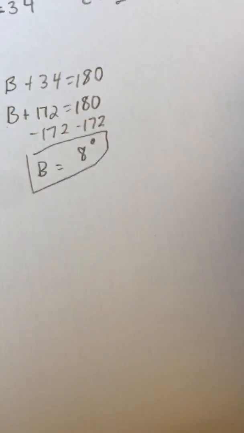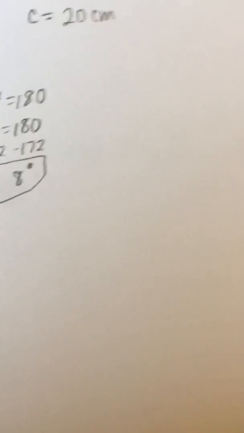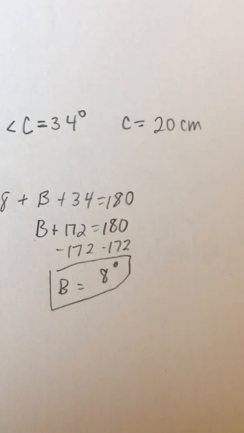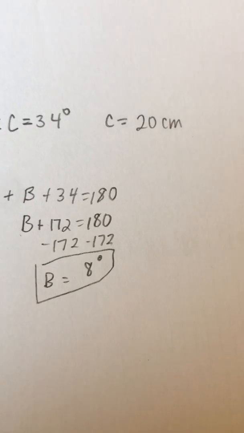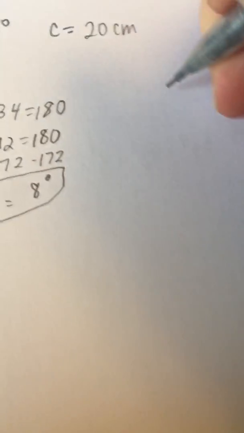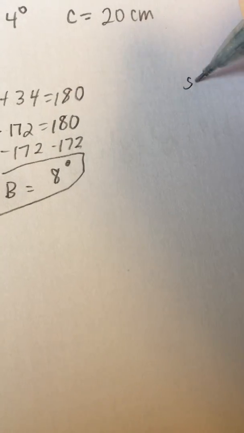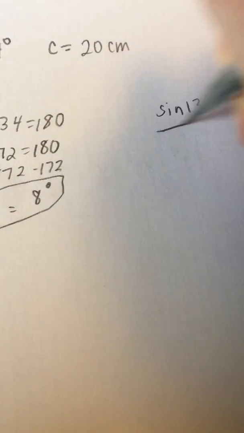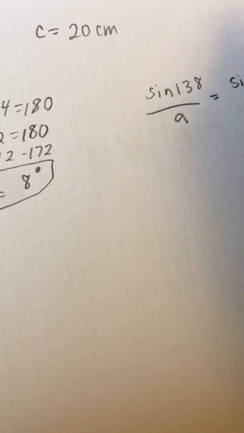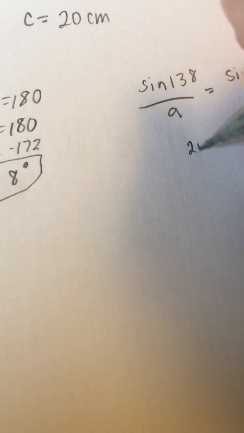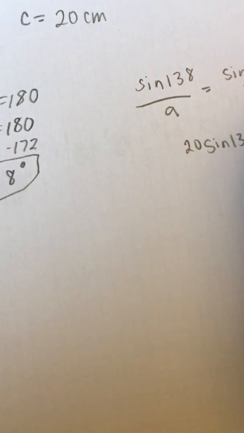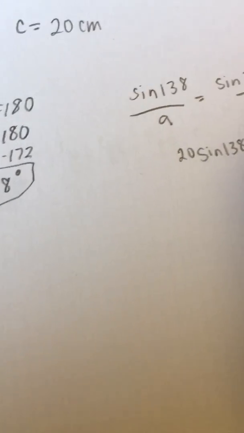That's one of my three unknowns. Now that I have angle B, I have angle C and side C, so I have to use that as part of my ratio, part of the proportion. It really doesn't matter if you find side B or side A first. I'm just going to go with A first. So sine of 138 over A equals sine of 34 over 20. Cross multiply. Again, finding a side length, no need for inverse.